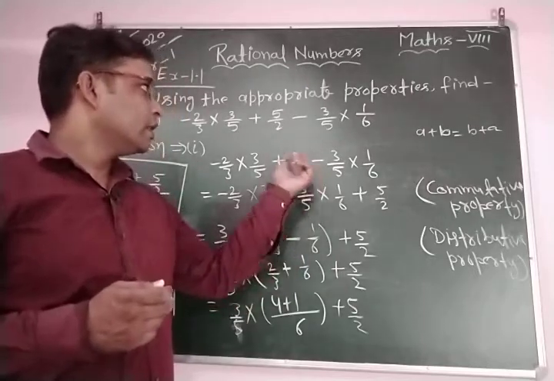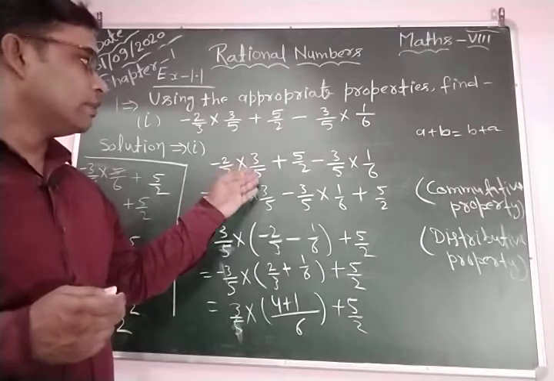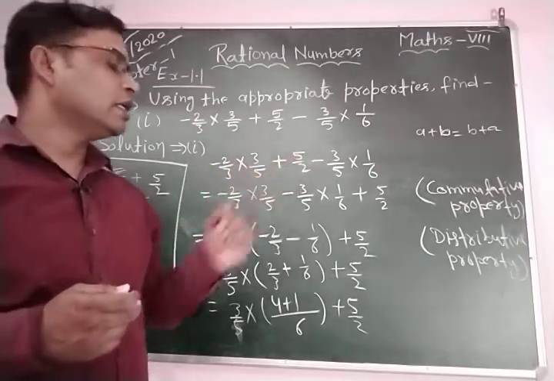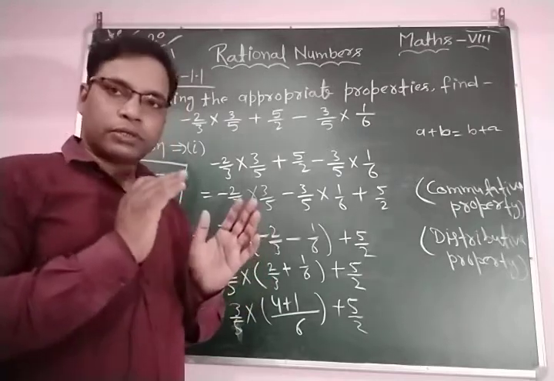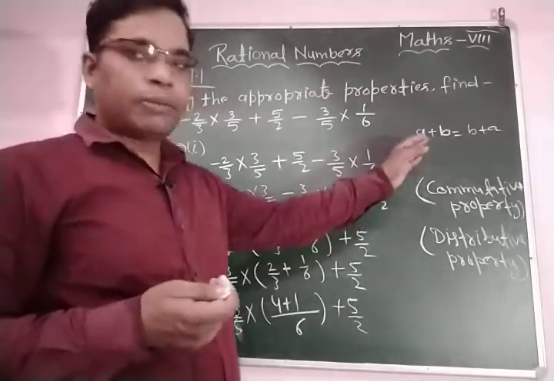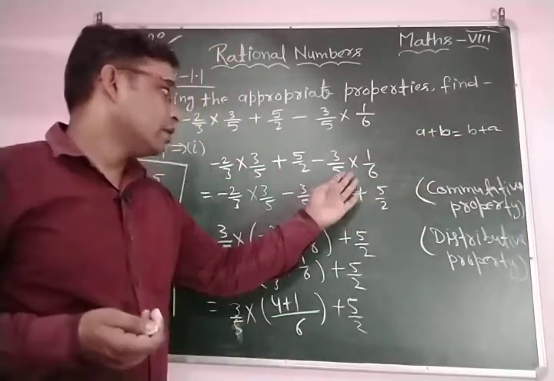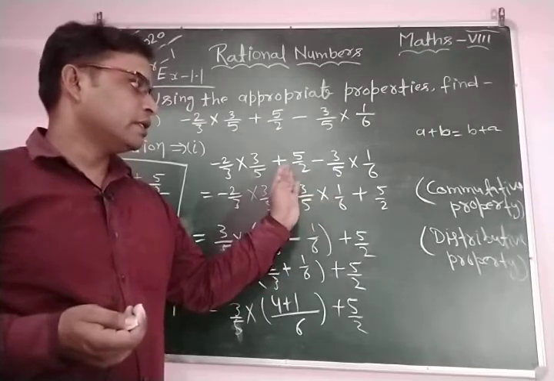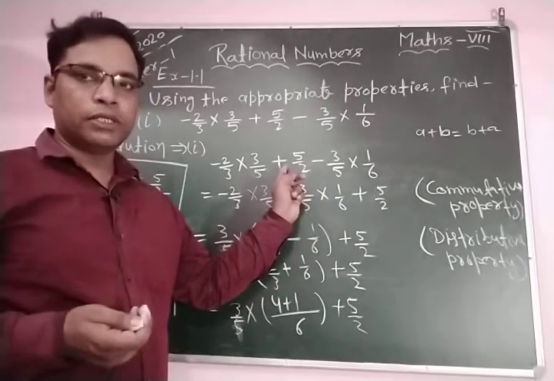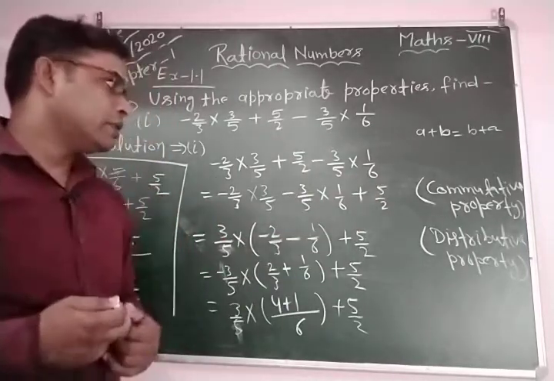You can see here the given is minus 2 by 3 into 3 by 5 plus 5 by 2 minus 3 by 5 into 1 by 6. Okay, so we use commutative properties. The commutative property is like that: a plus b is equal to b plus a. So first we write minus 3 by 5 into 1 by 6, and after this plus 5 by 2.